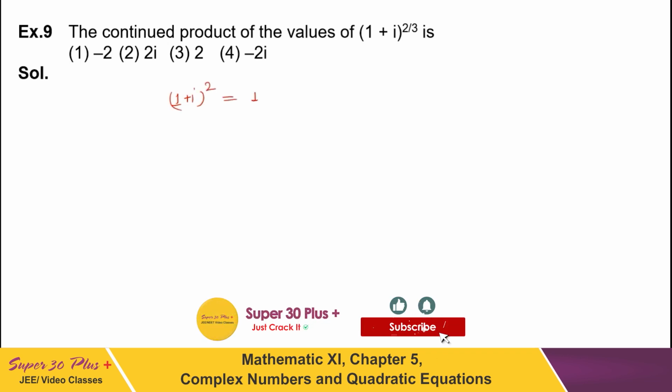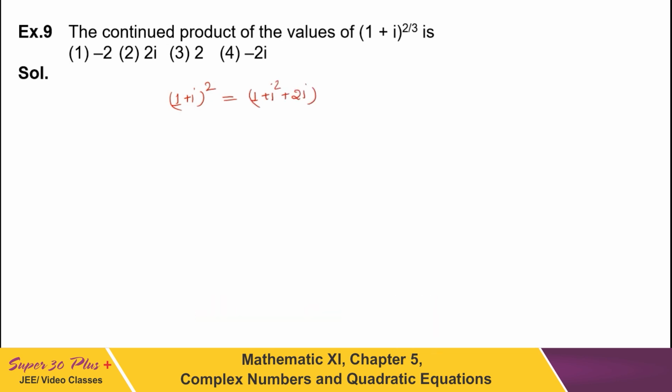Simplify it: it is 1 + ι² + 2ι. Now what is the value of ι²? It is minus 1, so it is 2ι. Our answer is 2ι. Option 2 is the correct answer.